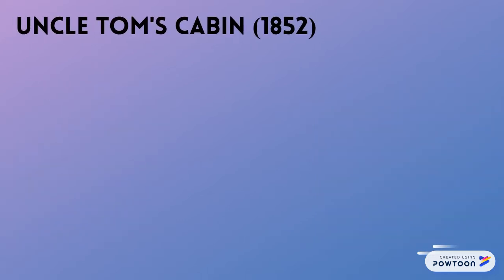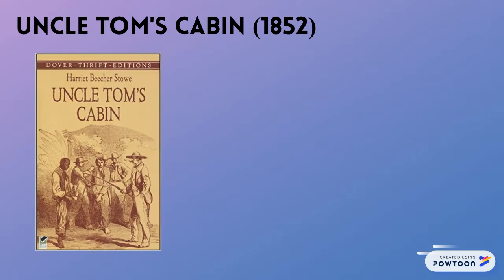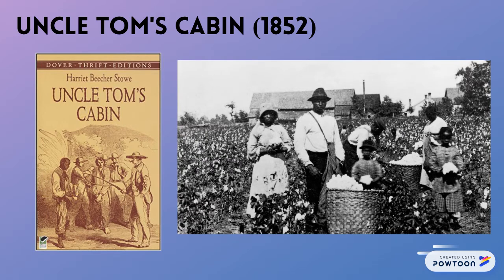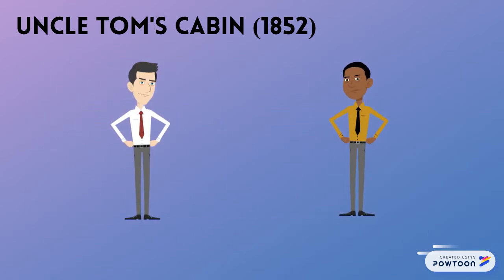In 1852, Harriet Beecher Stowe's Uncle Tom's Cabin was published and released to the public. This brought life to the issue of slavery and gradually intensified the conflict between both sides.